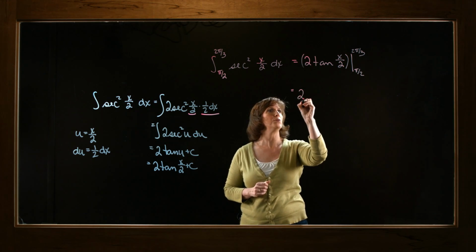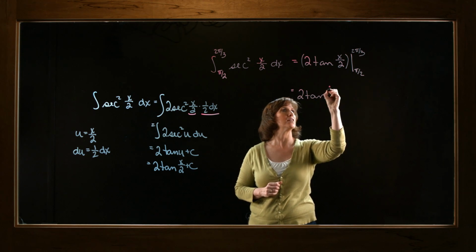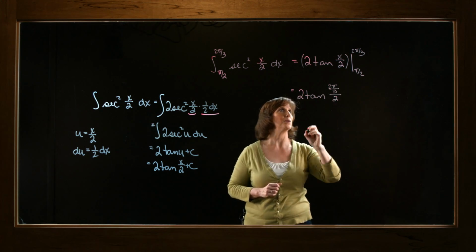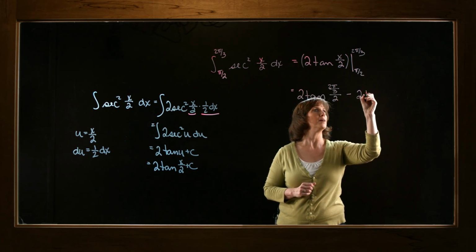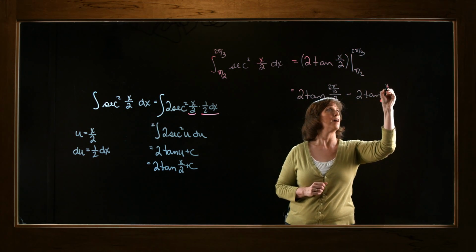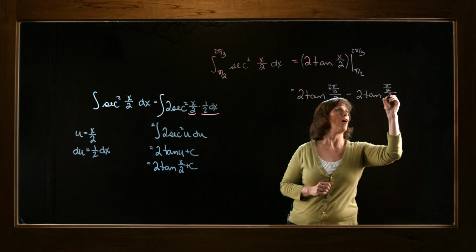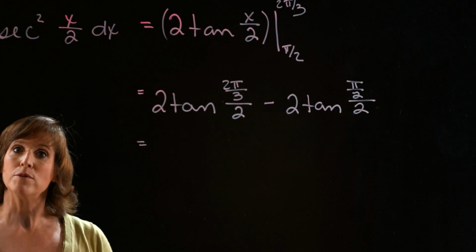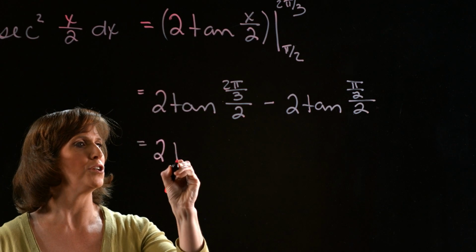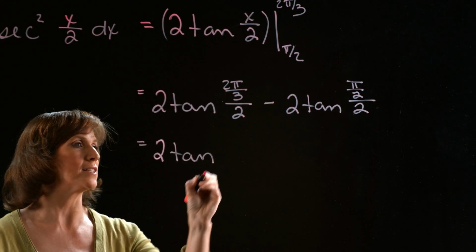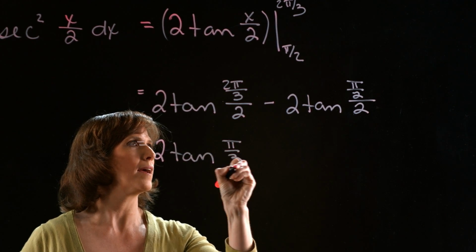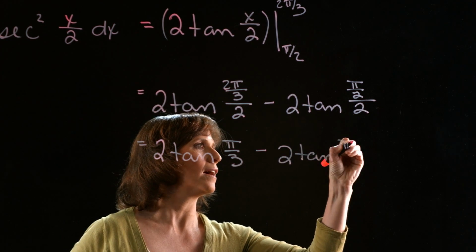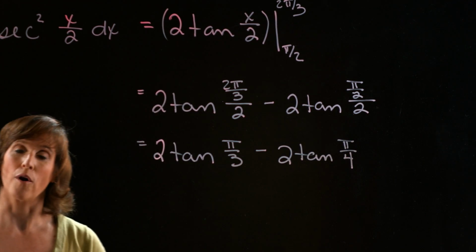So I'm going to have 2 times the tangent of 2 pi over 3 all divided by 2, minus 2 times the tangent of pi over 2 all divided by 2. Okay. When I reduce those fractions, I'll have 2 times the tangent of pi over 3 minus 2 times the tangent of pi over 4.